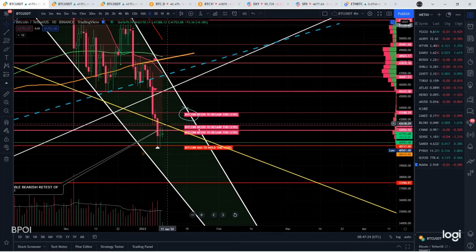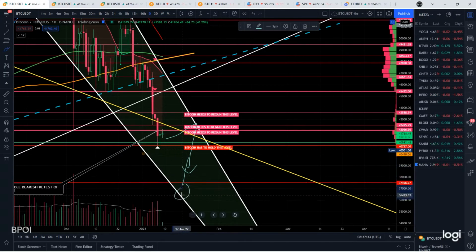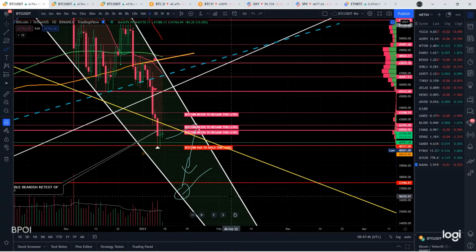I think though support at 40,077 is very strong, so we may well trade here for some time before potentially breaking out or moving down. So one of two things has to happen. We have to break out of this falling wedge, retest and move higher, or we get rejected and we move down to here. And we're basically trading in this falling wedge. All right, so that's all to do at the moment.